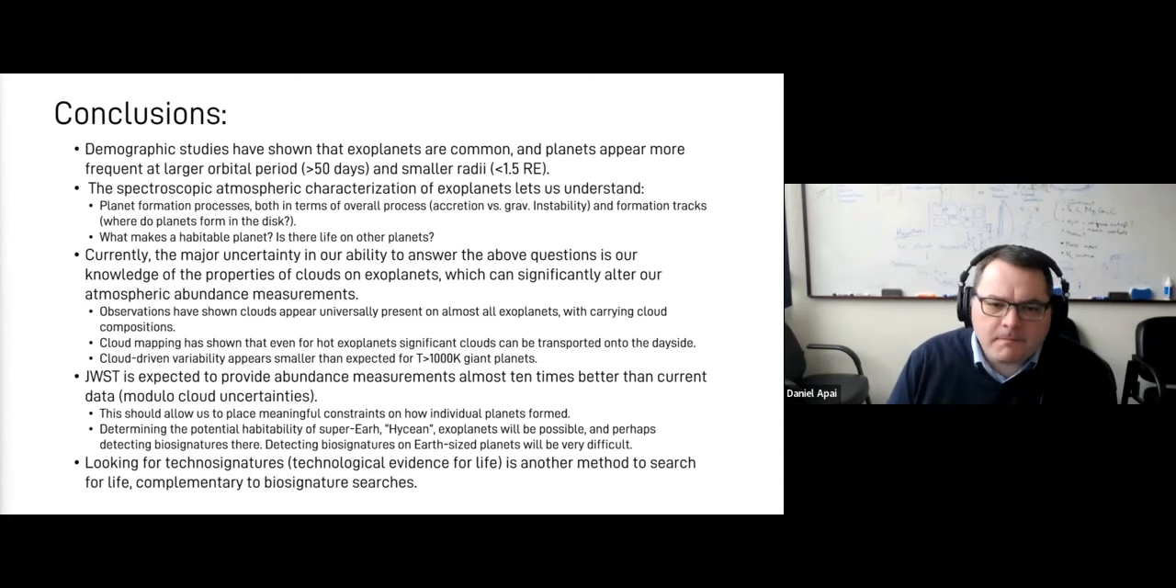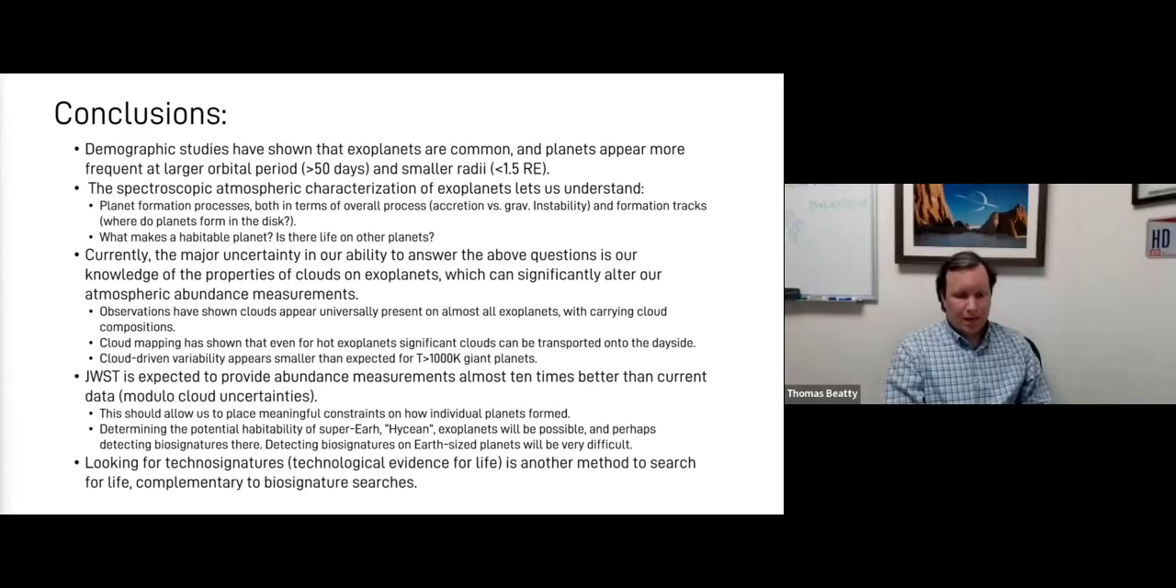I was wondering if you could elaborate a little bit on the interpretation of, say, C/O ratios in terms of the formation models, mapping it back. You mentioned a study by Madhu, which is a very nice study, but I was wondering how much uncertainties we still have in terms of C/O ratios and their connection to formation, initial conditions in the disk.